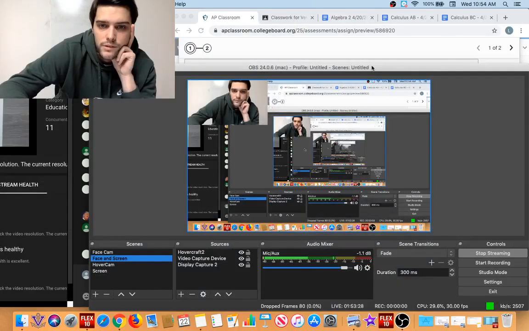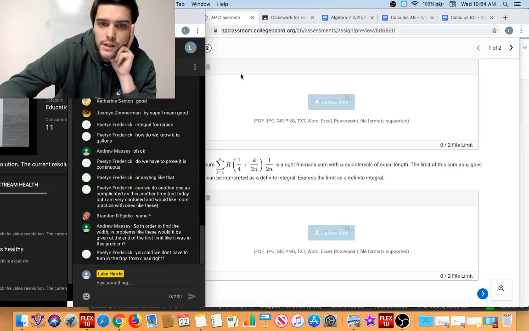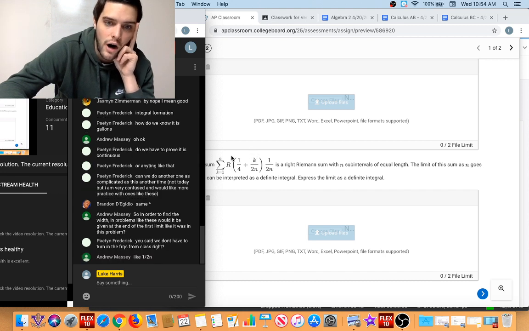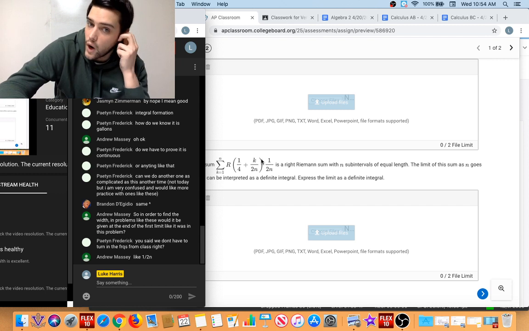So let me go to my screen here. Like Andrew, right here. They might put it at the front, but the important thing is this. The width is always going to be on its own. The height is always going to be a function value. So you always see f of, or r of, or t of, whatever it may be. Yeah, exactly, Andrew. So you can always find the width.